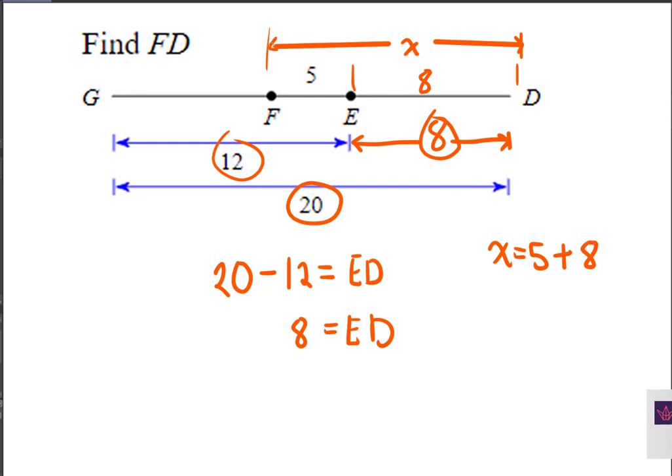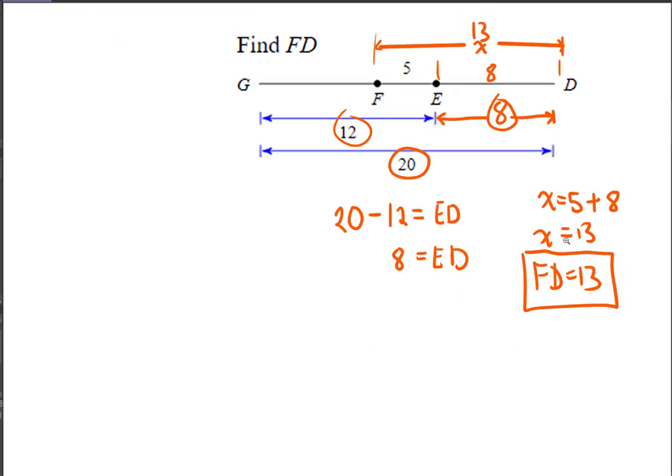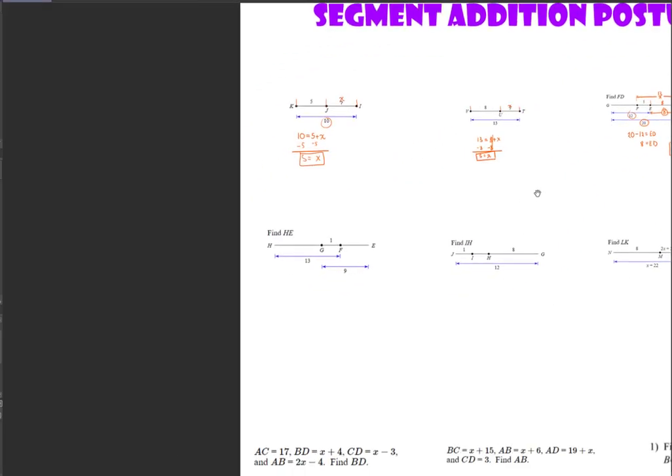Now X is really F to D, that whole distance. But X is equal to 5 plus 8, which ends up equaling 13. So X equals 13. So FD is equal to 13. Once again, instead of writing X, I could have written FD. But I just like writing one single letter. I think it makes it easier to see, personally speaking.